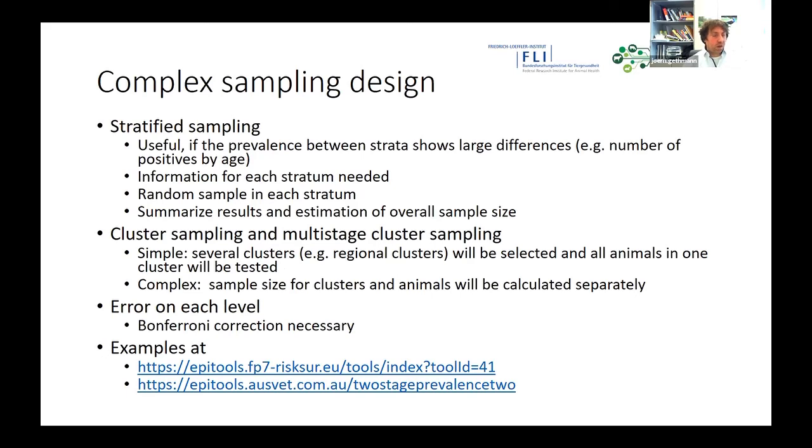And then you can combine stratified and cluster sampling, and this makes the whole sampling design quite complex, and you have to be careful because you have an error on each stage of your sampling design. So these errors will sum up, and so you need a correction, called the Bonferroni correction, and this increases your sample size.